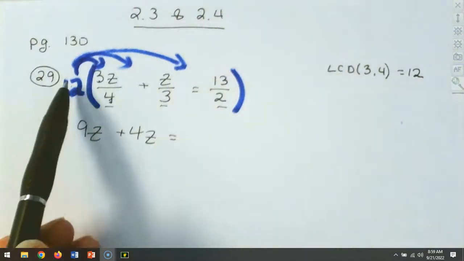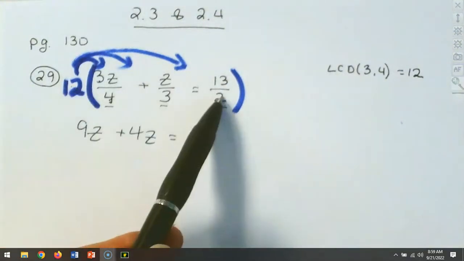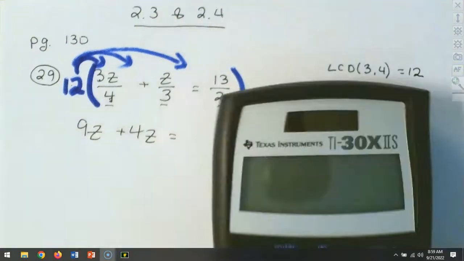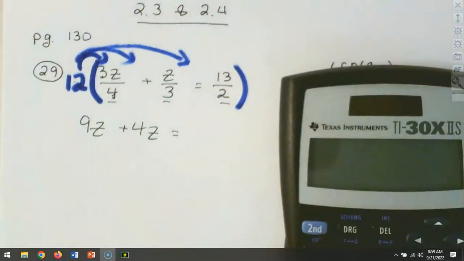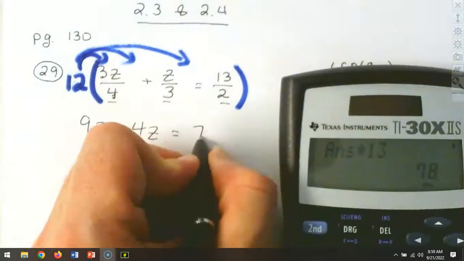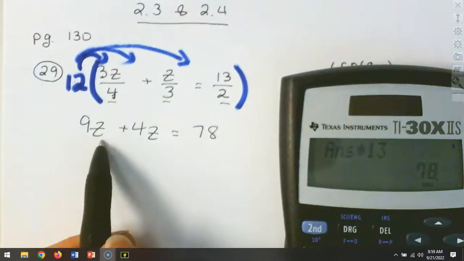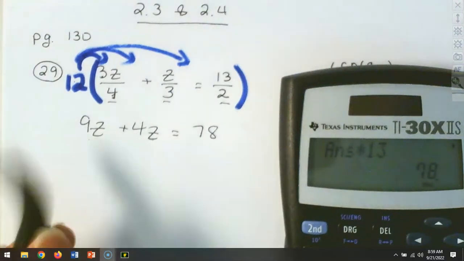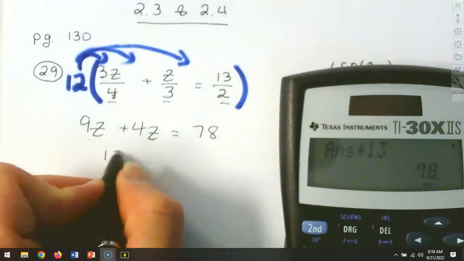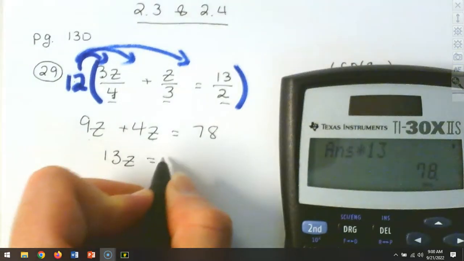Don't forget the other side. 12 divided by 2 is a 6. Okay, and we may need a calculator here. So 12 divided by that 2 is that 6, times that 13, that gives you a what? 78. Now, what techniques can we use next? These have to go together. They are like terms. 9 and 4 makes it 13z equals that 78.